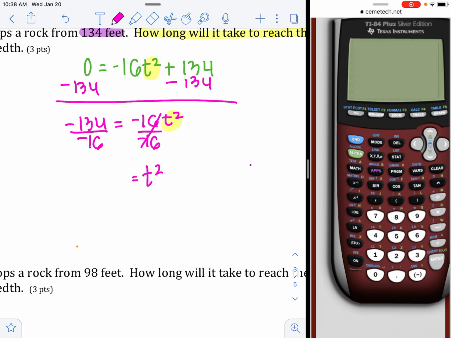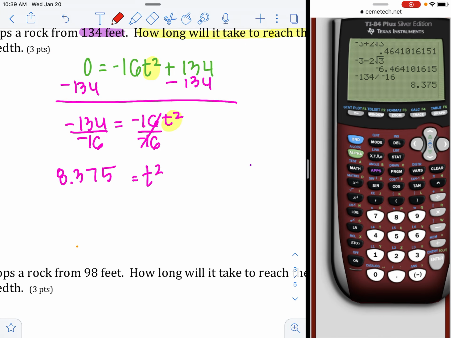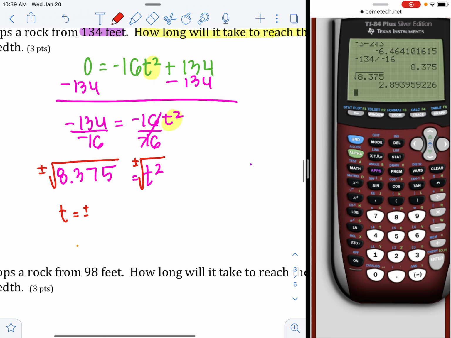Now I need to know what t squared is equal to. So now I'm going to use my calculator to divide these. -134 divided by -16 is 8.375, not 8.38, 8.375. All right, I'm not rounding because I'm not at my final answer yet. Now I need to get t by itself, so I'm going to square root to solve. Do not forget plus or minus. I have t equals, I'm going to write down the plus or minus right away. And now I need the square root of 8.375. Enter. All right, so that is, to 2 decimal places, 2.89.